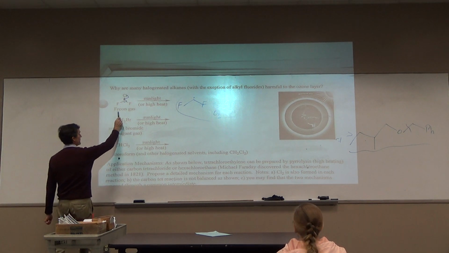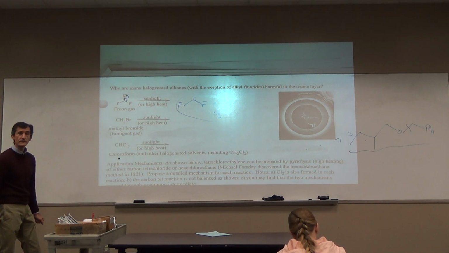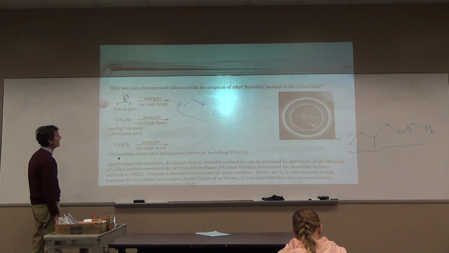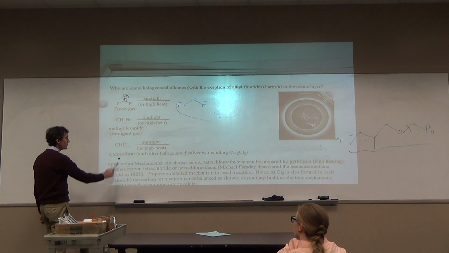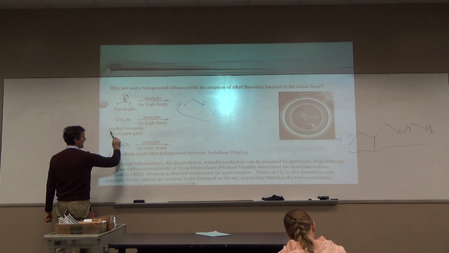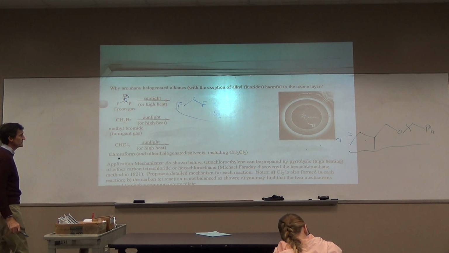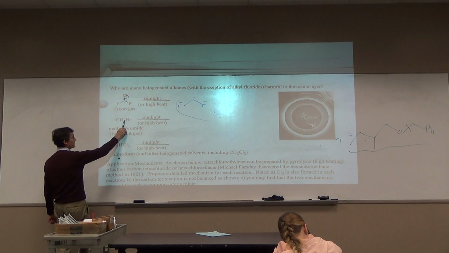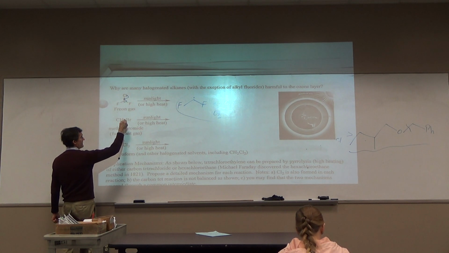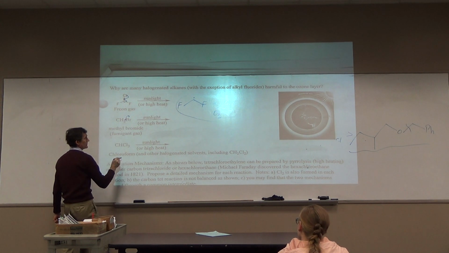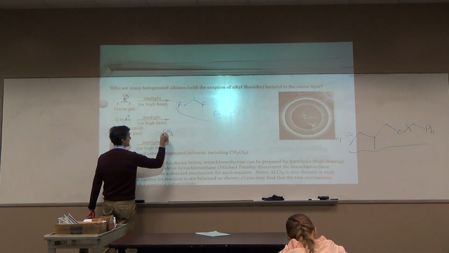So Freon used to be used as a refrigerant, but now newer ones are made. Methyl bromide is used to fumigate, but it's being phased out because it's a gas. It gets up in the stratosphere, etc. And this bromine is going to leave by a radical, and you're going to make CH3 radicals.